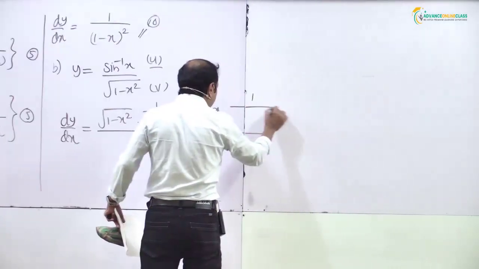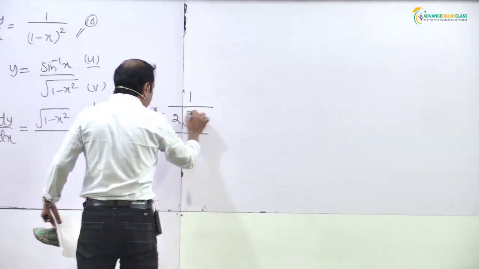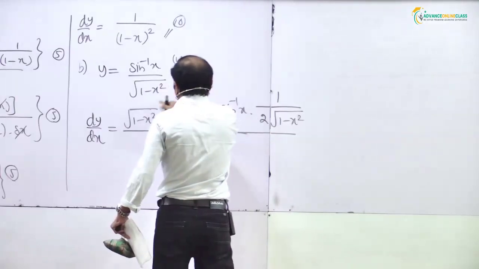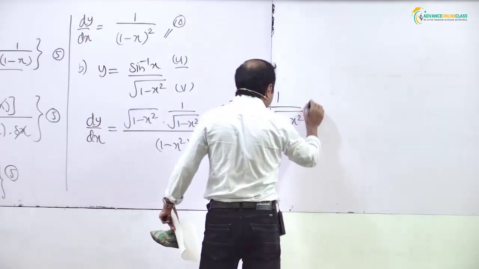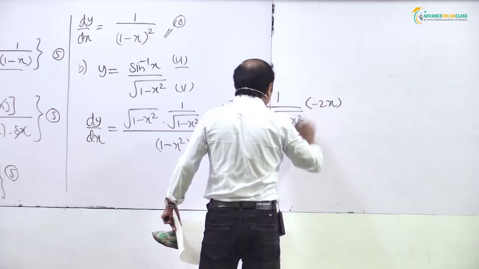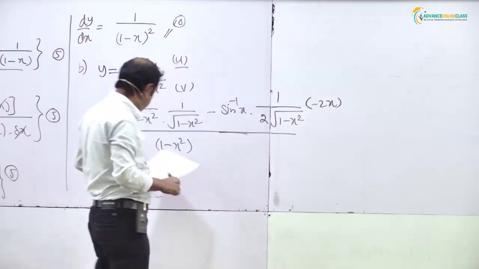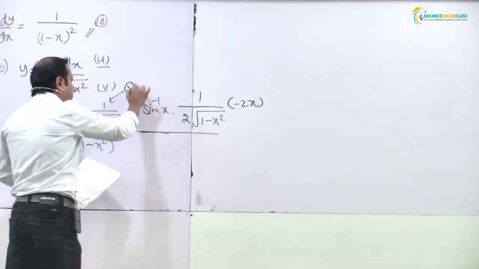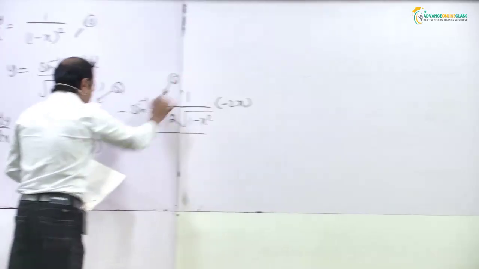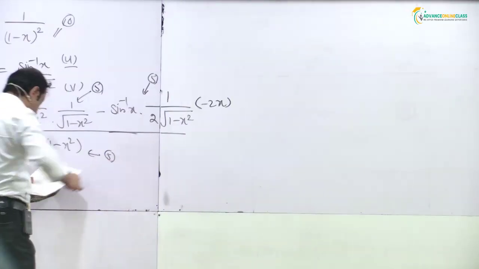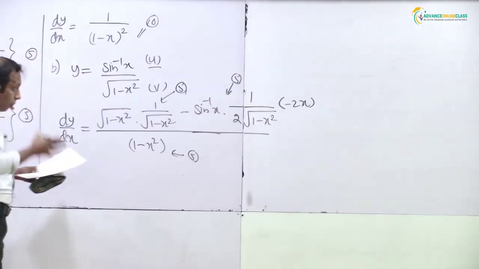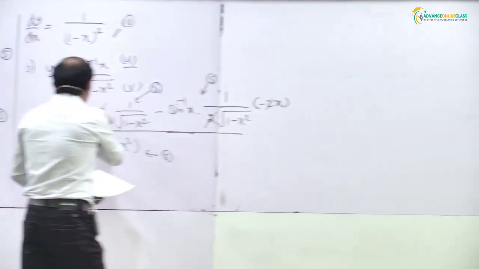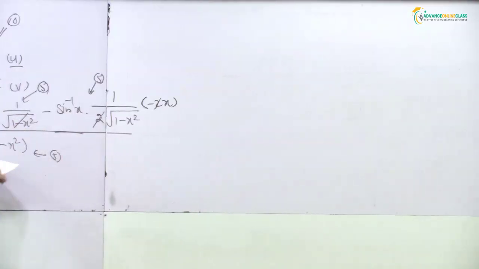1 over 2 times the same, inside the root sign derivative is minus 2x. Here marks come in: for this 5, for this 5, for this 5. So here cancellation can be done. This and this we can cancel down. These two we can cancel down.